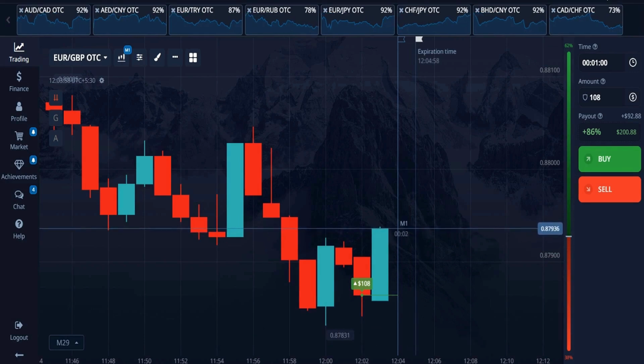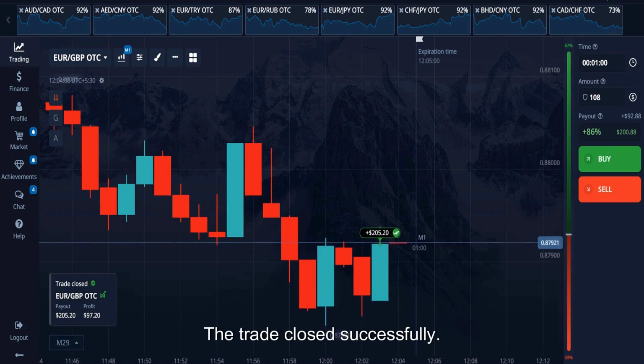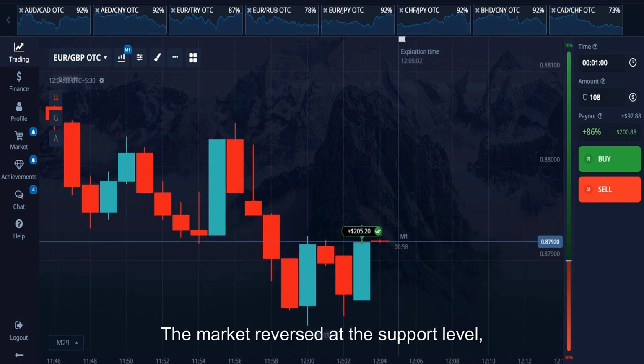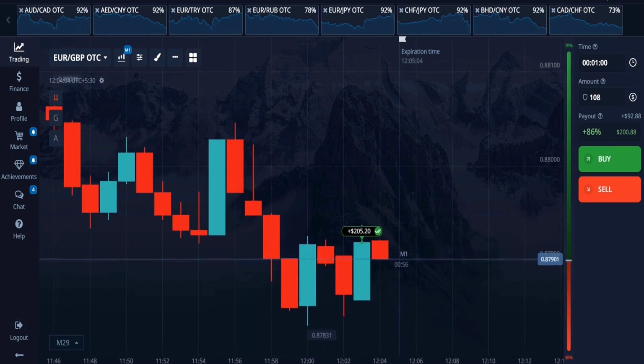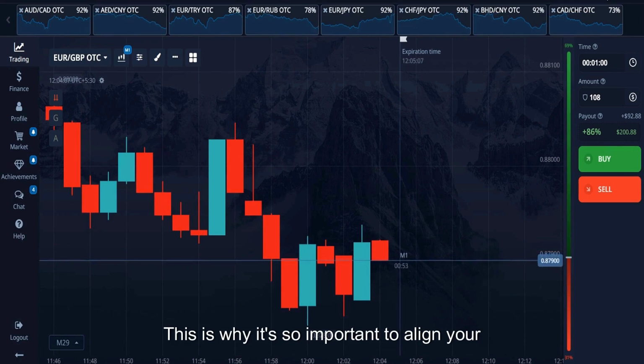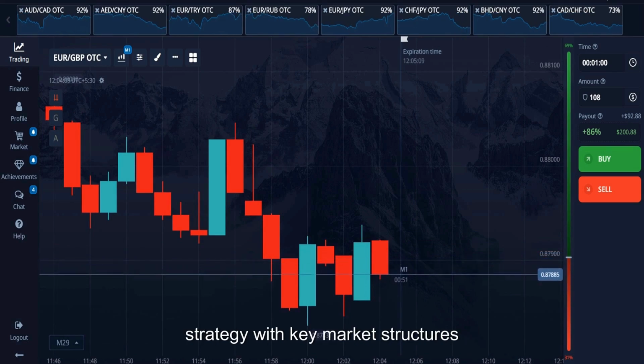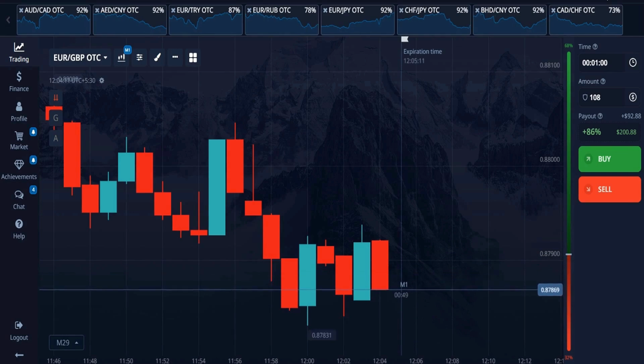And there we go. The trade closed successfully. The market reversed at the support level, just as we anticipated. This is why it's so important to align your strategy with key market structures, like support and resistance.